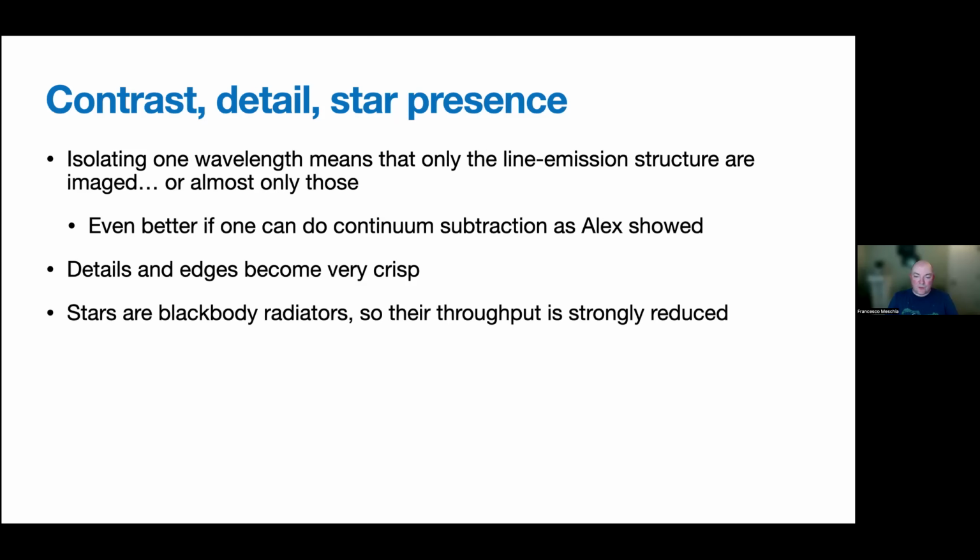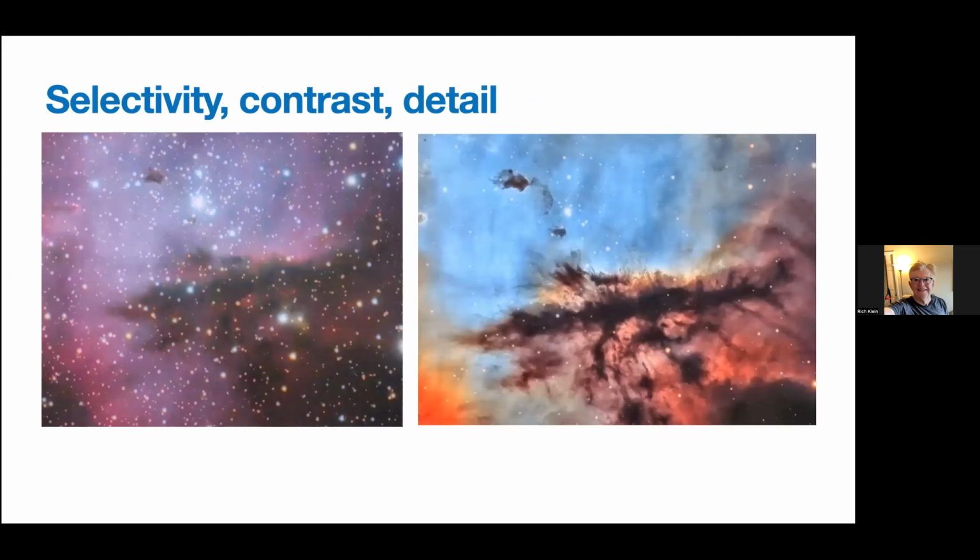So if you isolate only one wavelength, you're only going to see those structures that emit in that particular wavelength, or almost those. As we know, there's always a continuum component, but thanks to Alex, we have the mathematical tools to remove them and go back to observing exclusively or almost exclusively that wavelength. The result is that the details, and in particular the edges, become very crisp, sharp. An additional benefit is that since the stars are black body radiators, if you select their light with a narrowband filter, you're going to throw away most of the light of that star. And so the photons collected by your sensor that come from the stars will be way fewer than otherwise with a broadband filter. So you're going to get results similar to this.